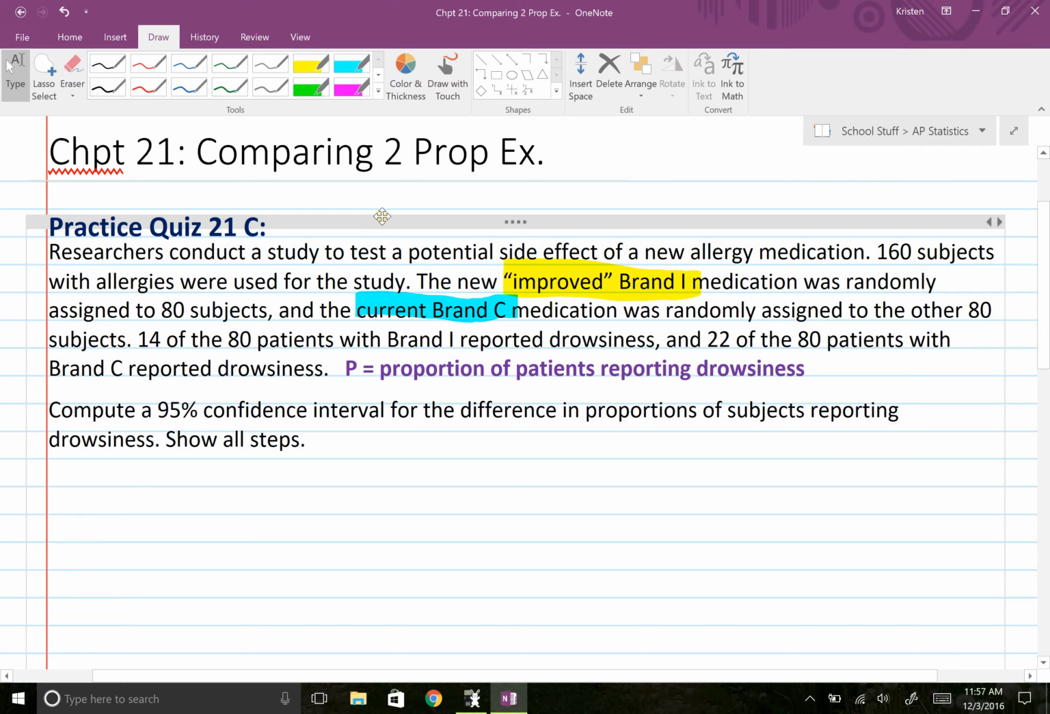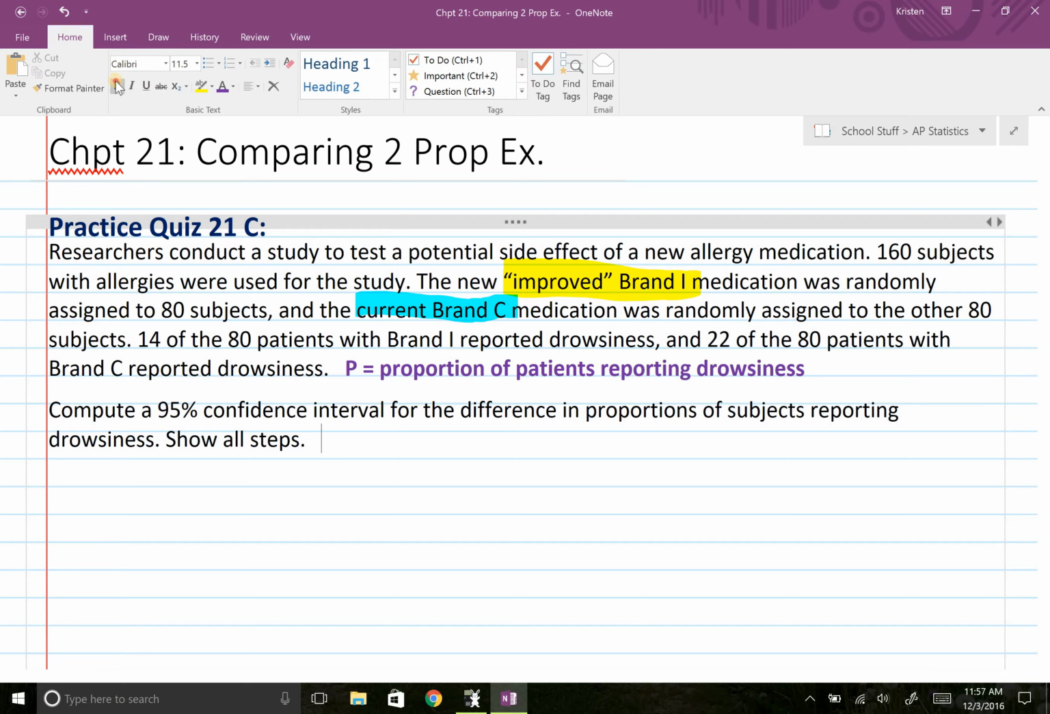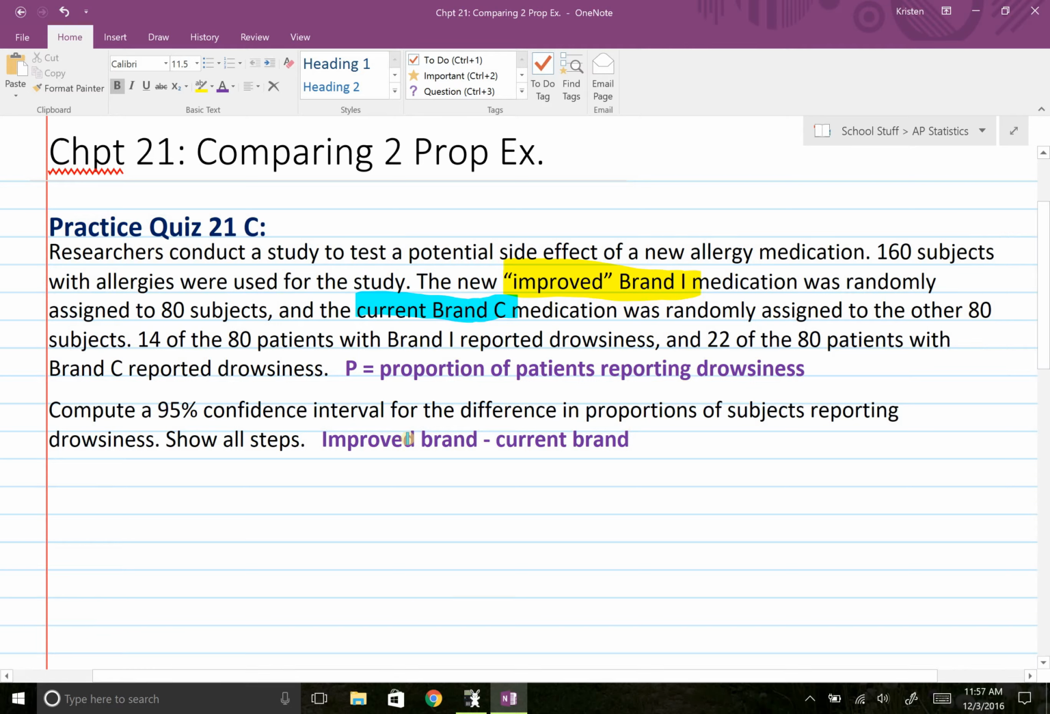It's always important for you to state this particular step. I'm going to be mentioning what order I'm going to be doing my comparison in. I'm going to be doing the proportion of improved brand minus the current brand. That helps me understand which proportion is bigger for my final conclusion. If my interval is all positive, that means that the very first option, the improved brand, was the larger one. If it's negative, that means the current brand was the larger proportion.